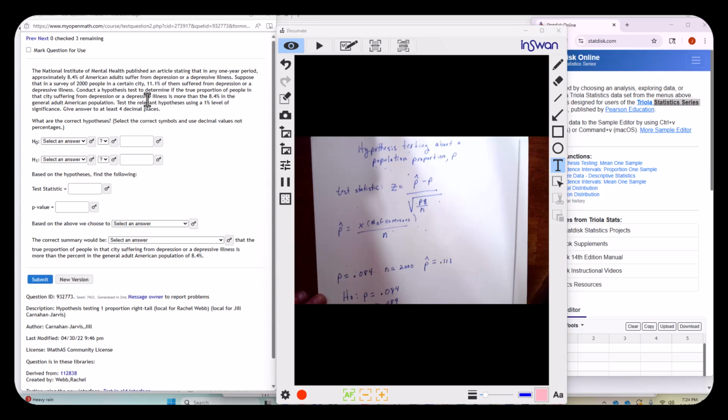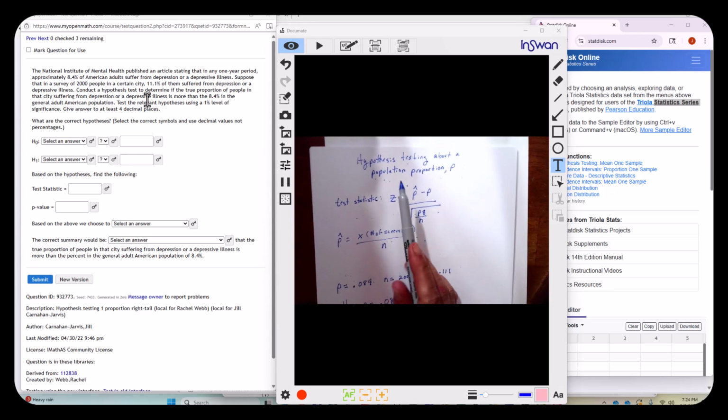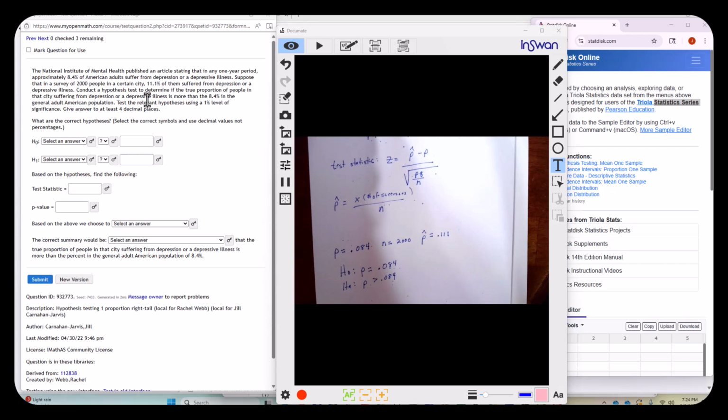So up here, I was just going to give you the hypothesis testing about a population proportion p. Your test statistic is going to be z equals p hat, which is x, your number of successes, divided by n, subtract p, the value given, divided by the square root of p times q divided by n. But again, we're going to use technology to do all this for us.